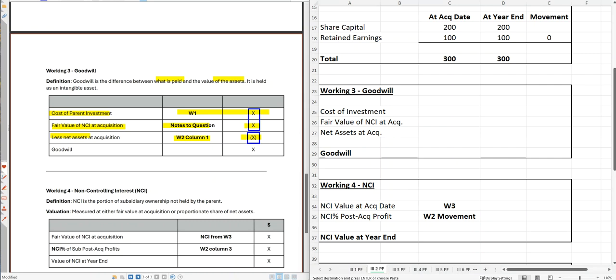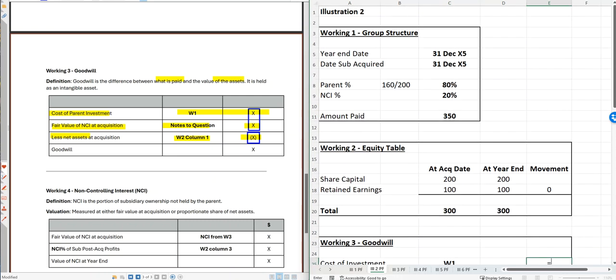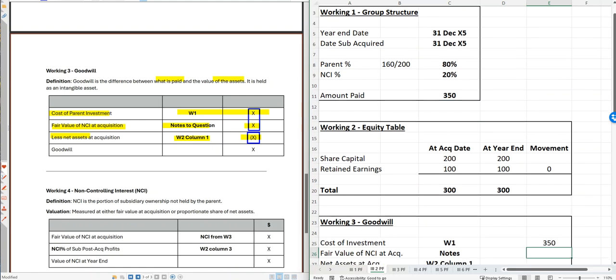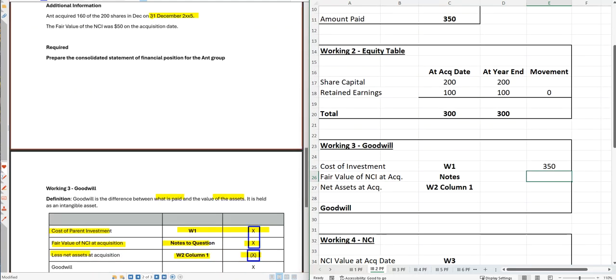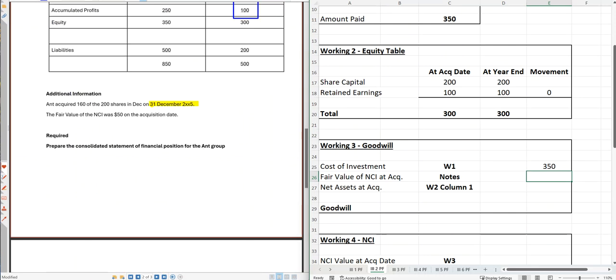Okay, let's have a look at this then. So I said that these figures are going to come from working one, which is, remember, up here we noted how much the parent paid. The fair value of the NCI, well, that is generally given to us, although later in the course we'll see how to work that out. So it's in there at 50.